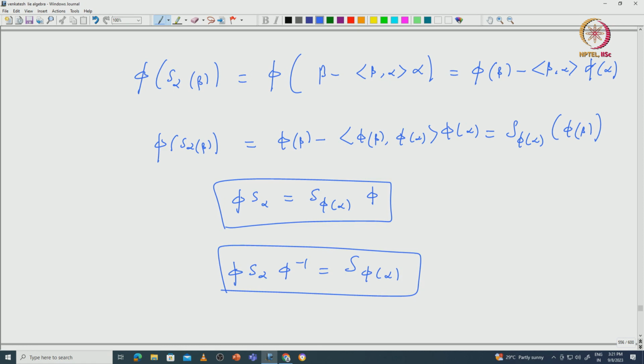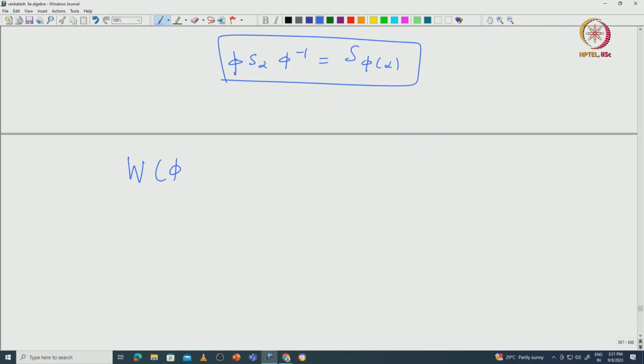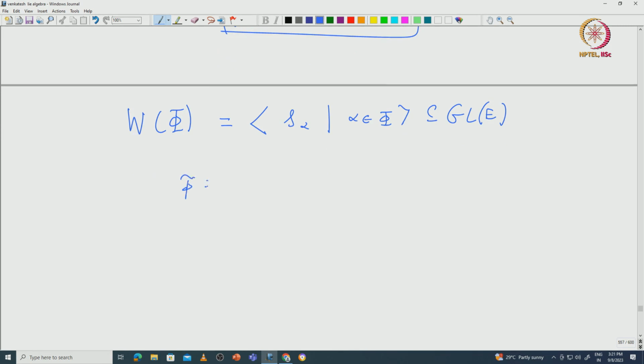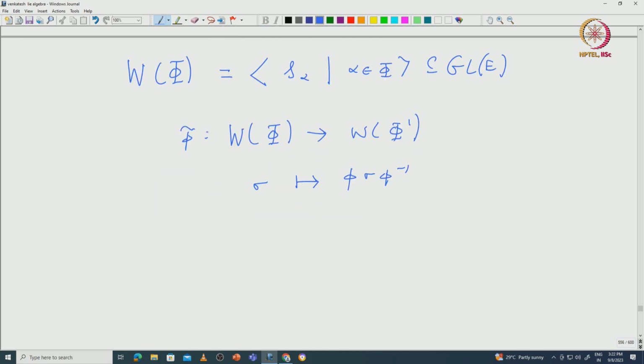Okay. Now, this equation allows us to define a natural isomorphism between the corresponding Weyl groups. Let us denote W(Φ) to be the Weyl group corresponding to Φ and W(Φ') to be the Weyl group corresponding to Φ'. Recall that W(Φ) is defined to be the subgroup of GL(E) generated by the reflections S_α, where α comes from Φ. Using this π, one can define π̃, which is a map from W(Φ) to W(Φ'), where you send σ to its conjugate under π, that is π σ π⁻¹. Now, using this formula, π S_α π⁻¹ is the same as S_π(α), you can see that this π̃ map is indeed an isomorphism.